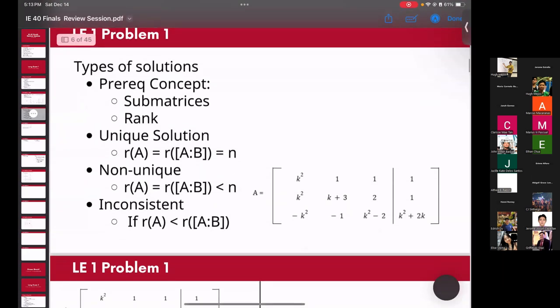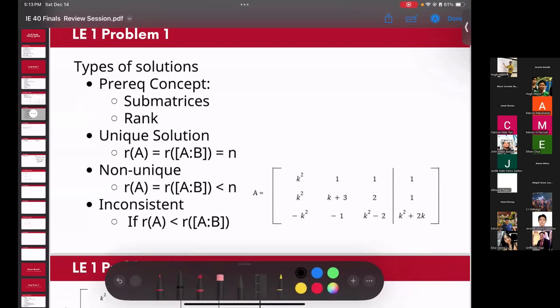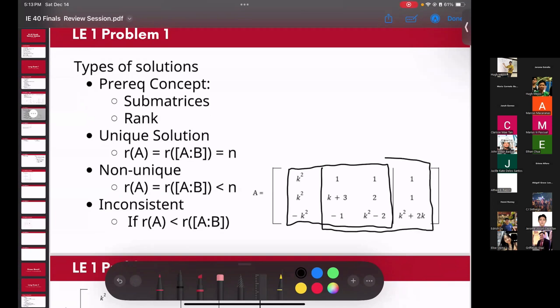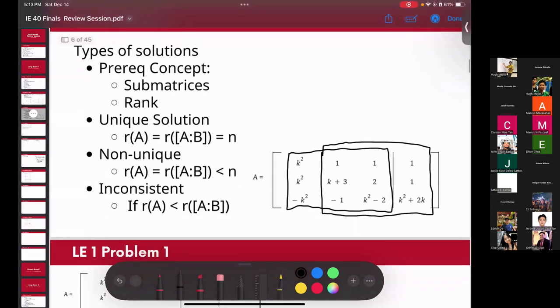So submatrices are basically just smaller matrices inside the large matrix. For example, if I take an arbitrary part of this augmented matrix, this part, this is a submatrix of matrix A. But obviously there are different combinations of it. So this can also be a submatrix of A. These are both different submatrices of A. And these 2 in particular, the one that covers the left part and the right part, will be important because these will help determine rank.